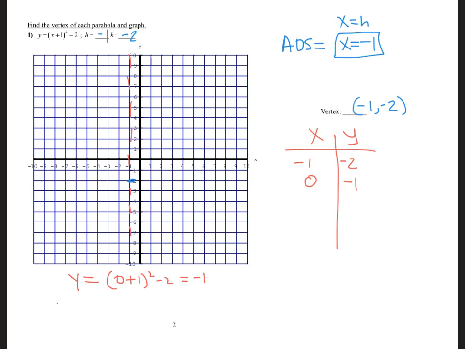And then let's use another point. Let's plug in 1. So then here I come and do 1 plus 1, squared, minus 2. And what do I get? This is 4. So I get 2. So when I plug in 1, I get 2. And let me see what I can do with those points. So (0, -1), right there, and then (1, 2), and then let me reflect my points.